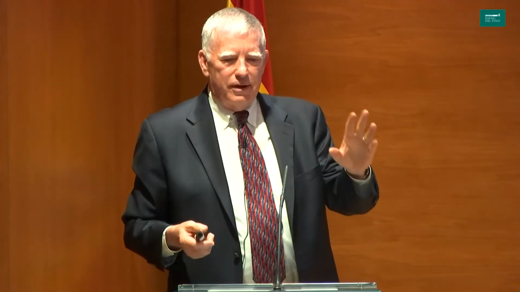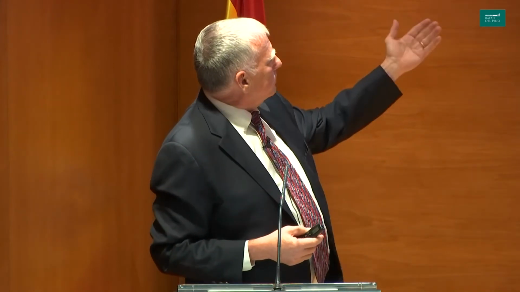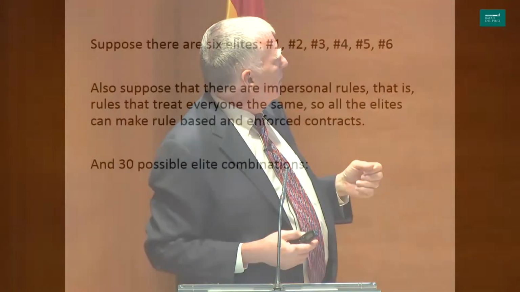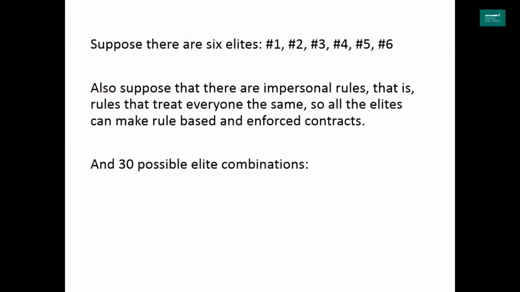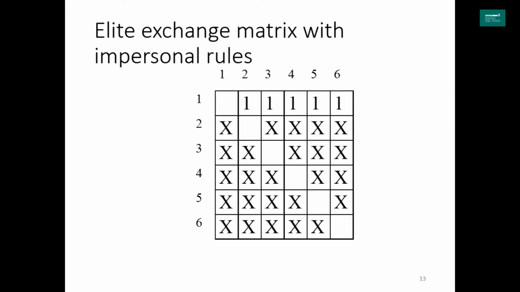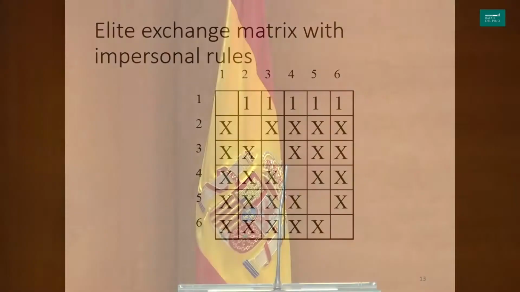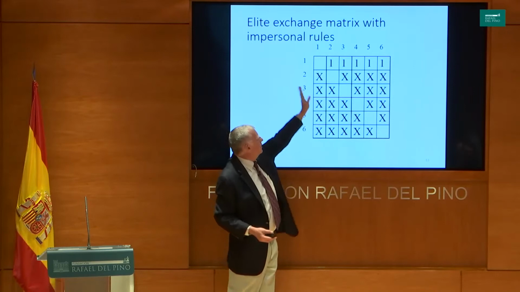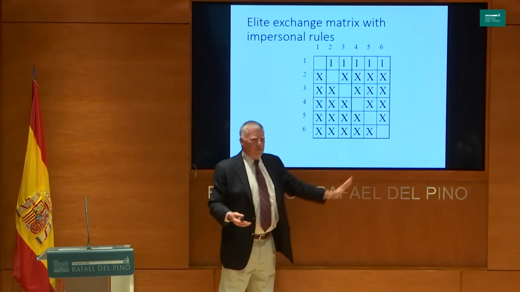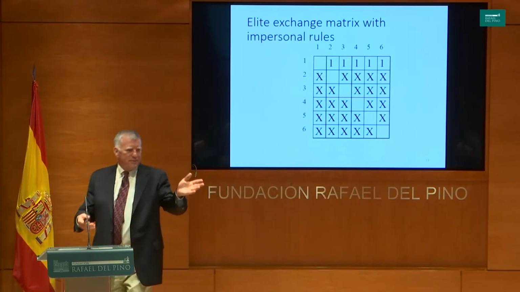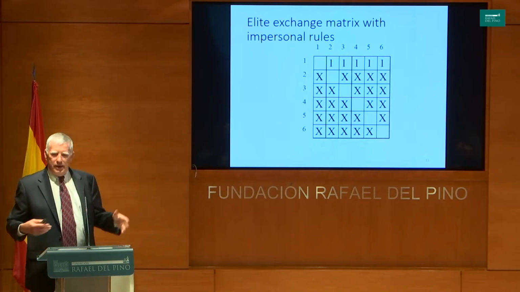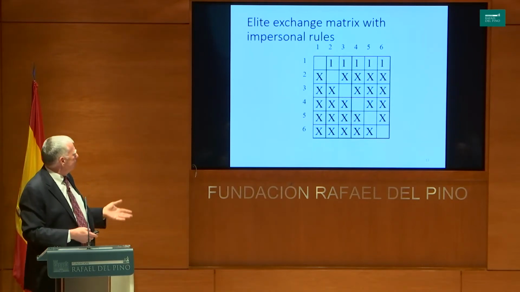And we suppose that there's impersonal rules, that is, the rules treat everybody the same, so that elites can make rules based on contracts, so they can all trade with one another. And so we have 30 possible elite combinations. So these are, I put a 1 in there, I'll come back to the 1 in a minute. These are all contracts that can be written by these elites. And every elite can write, they don't get to write contracts for themselves, although they could buy a life insurance policy or something like that. But basically fill up the whole board.